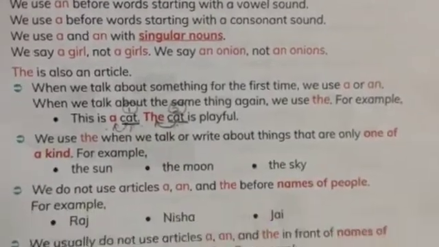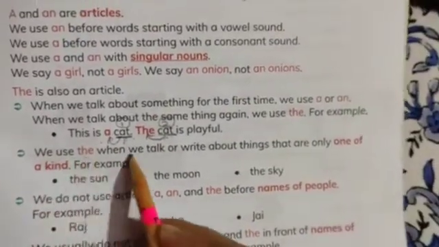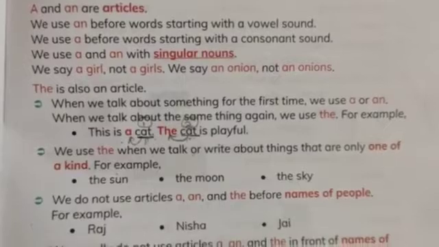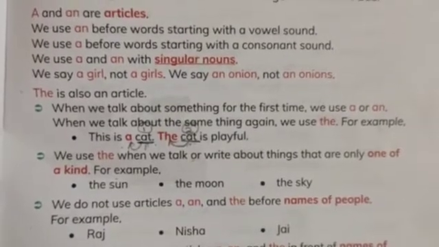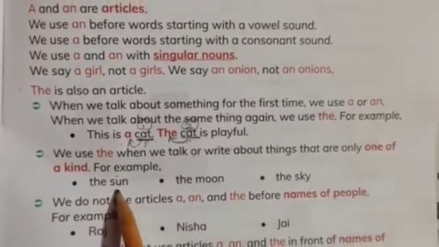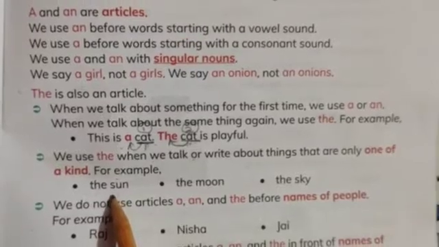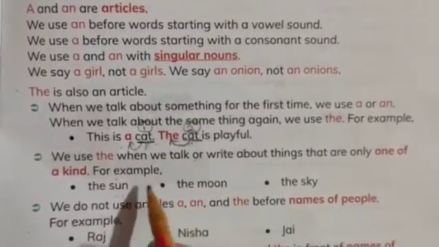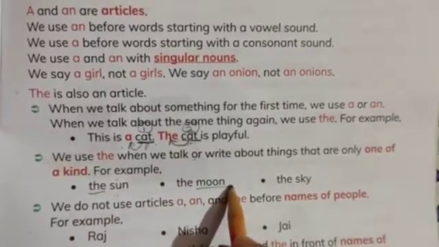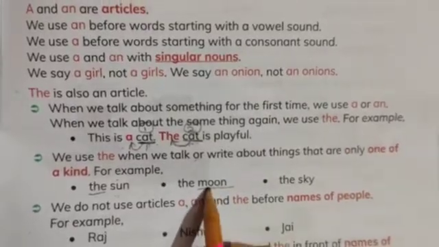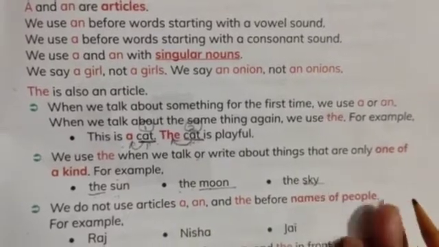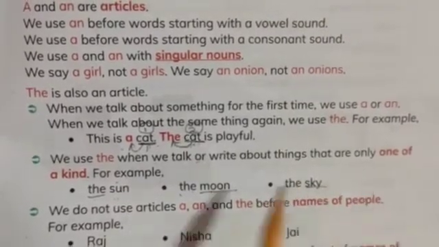Now next, we use the when we talk or write about something that is only one of a kind. Means in the whole world or in the whole universe there is only one of that thing. Like the sun. How many suns can you see in the universe? Only one. So the earth has only one sun, so that's why we have written the sun. And how many moons can we see? One moon only. So before moon we will write the. And sky, there is only one sky for the whole world, so the sky.